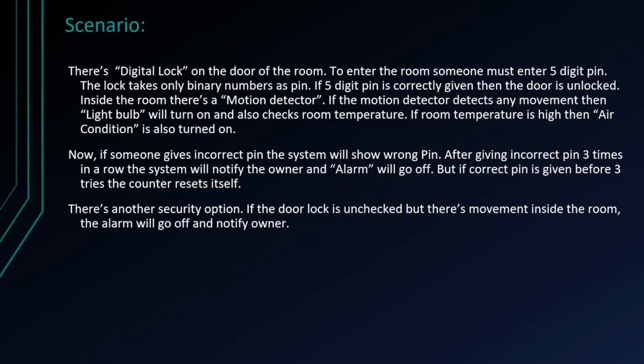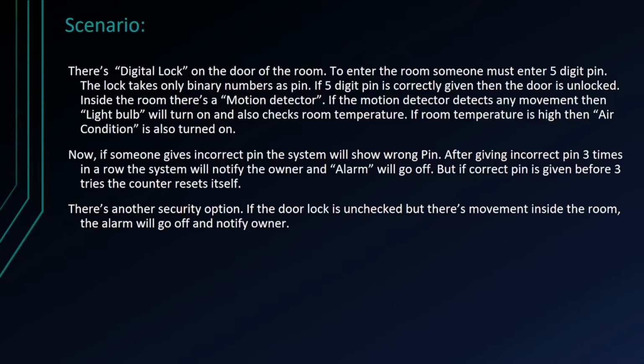Let's explain the scenario. There's a digital lock on the door of a room. To enter the room, someone must enter a 5-digit PIN. The lock takes only binary numbers as input. If the 5-digit PIN is given correctly, the door unlocks. Inside the room, there's a motion detector. If the motion detector detects any movement, then the light bulb will be turned on, and it will also check the room temperature. If the room temperature is high, then the air conditioner is also turned on.